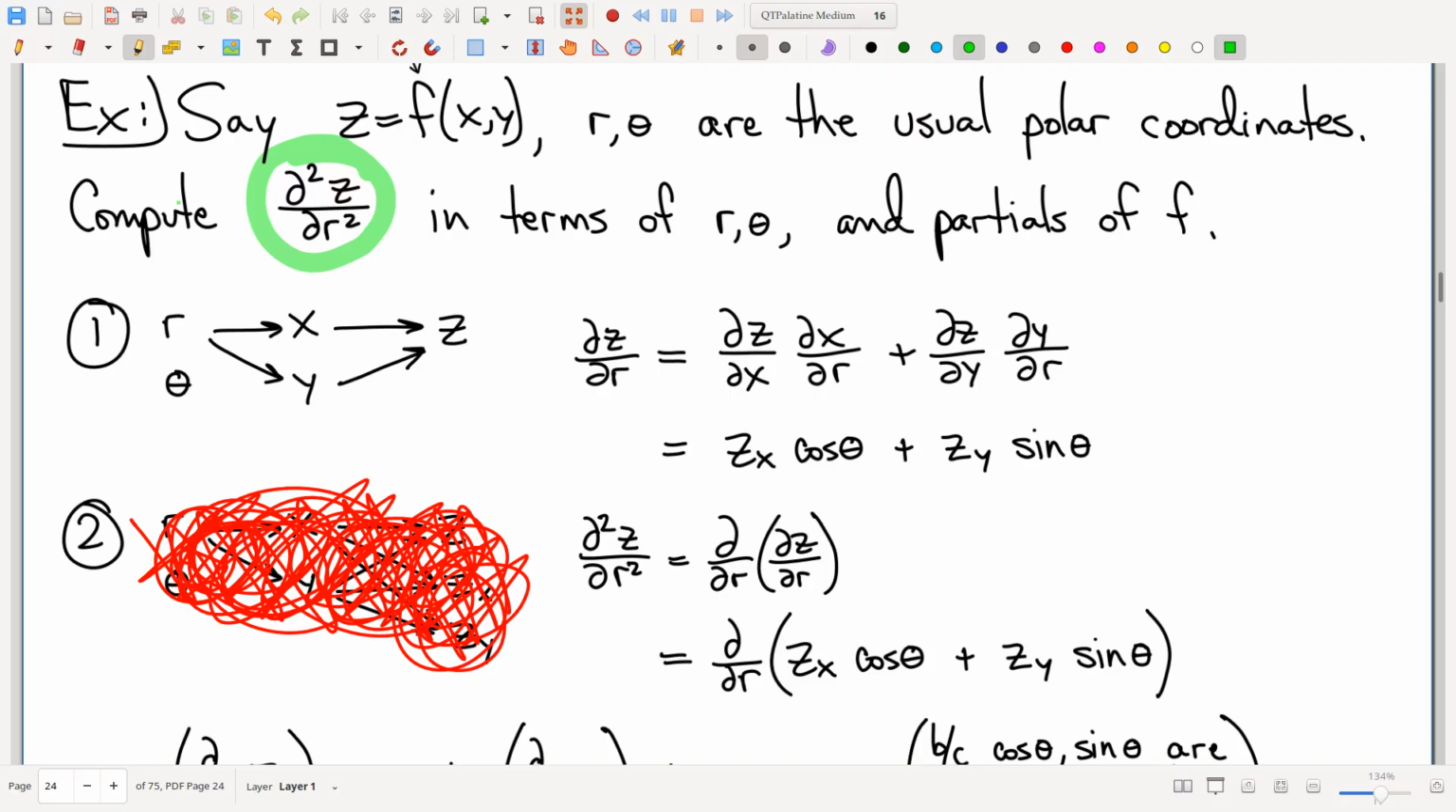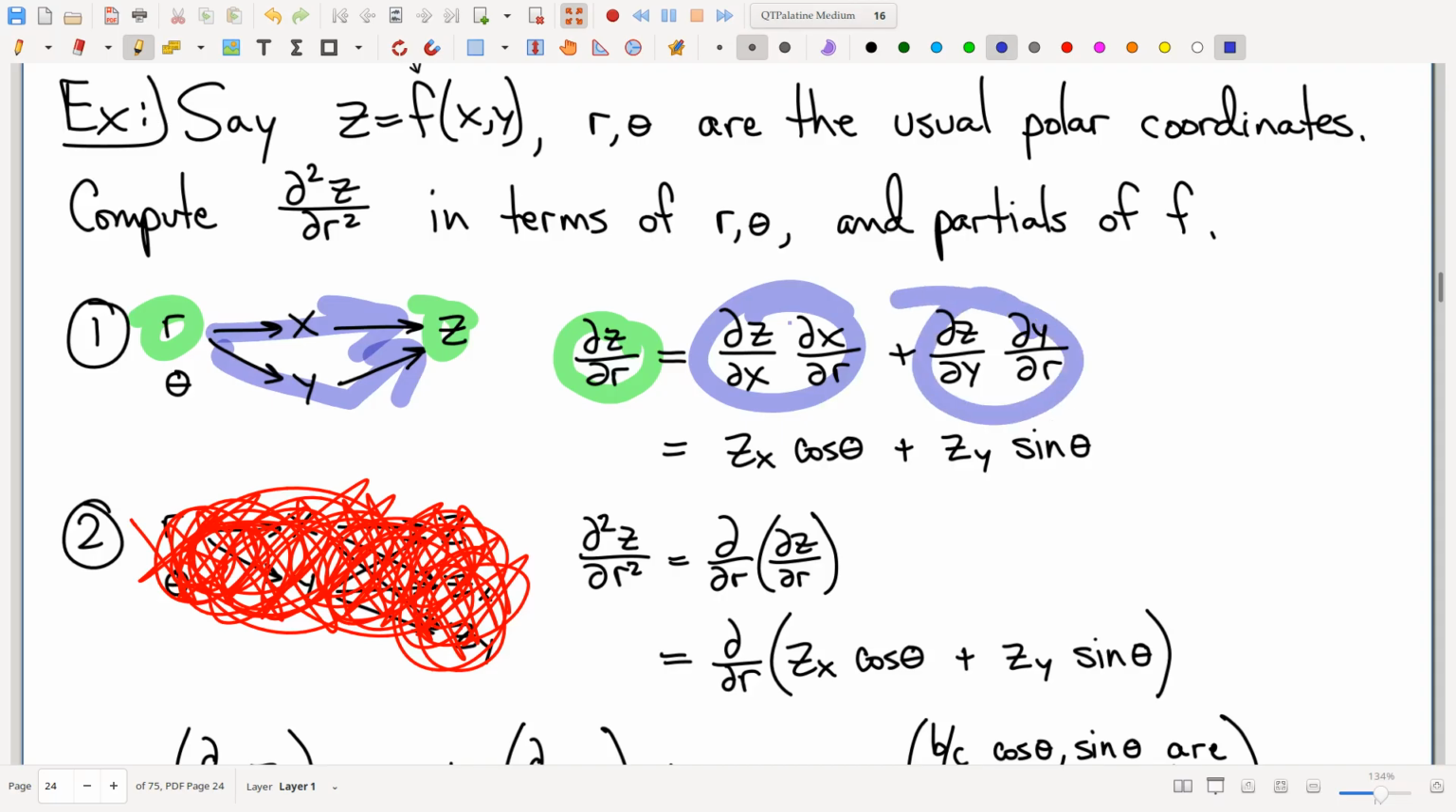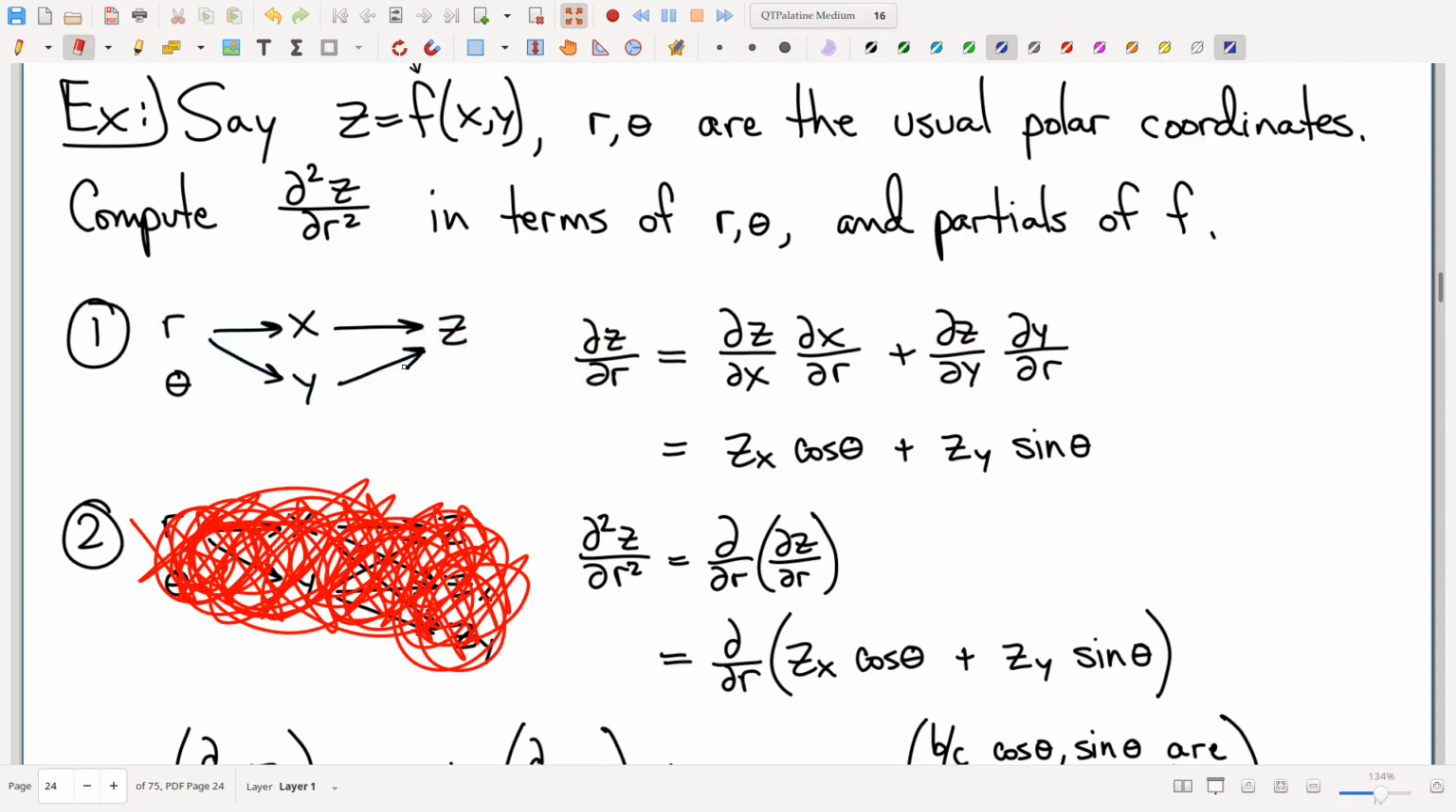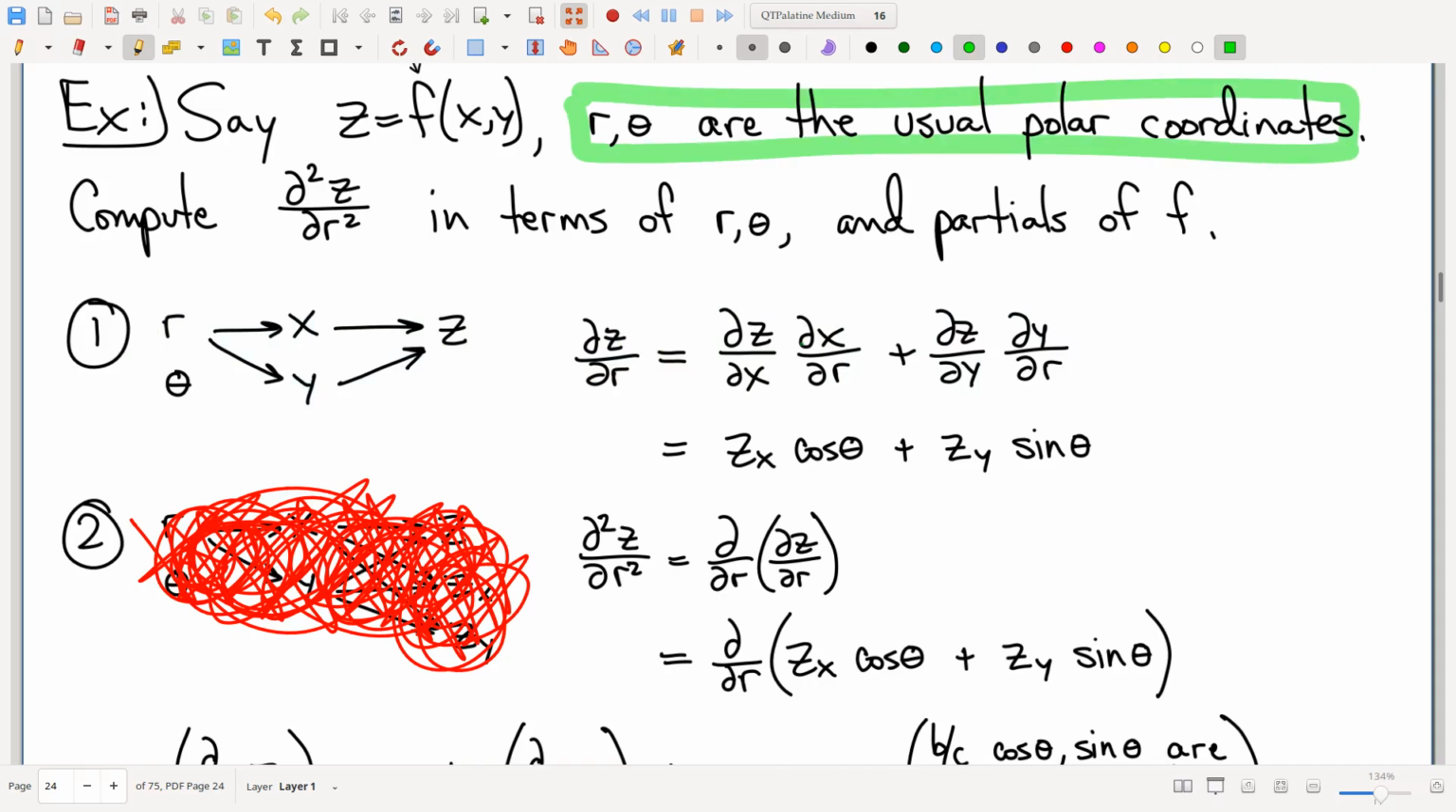Okay, so the first thing I'm going to do, this first part really is very straightforward. I'm going to compute the first partial, z with respect to r. Two paths, two intermediate variables, correspondingly two terms. Yawn, right? That's the chain rule that we've already talked about. No big deal. And then having done that, let's observe that I already know how to compute the partials of x and y with respect to r. Because it's polar coordinates, we explicitly know those formulas. x is r cosine theta. y is r sine theta. So that we could just literally punch that out, right?